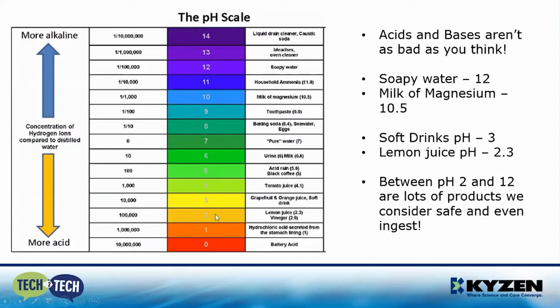And it's because of that 10-to-1 ratio that we can see between pHs of 2 and 12, there are lots of products that we consider safe and even ingest. It's not until you get to the far edges of the scale, that 0 and 1 or 13 to 14, that we get into things that we would even consider unsafe: bleaches, oven cleaner, battery acid, hydrochloric acid.